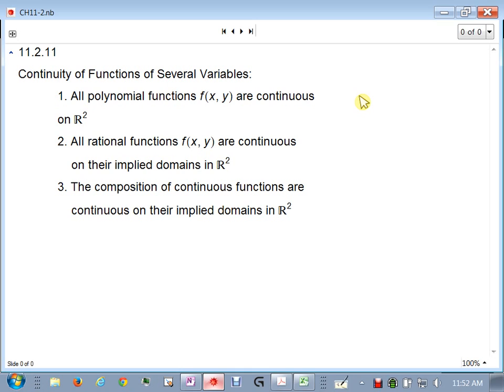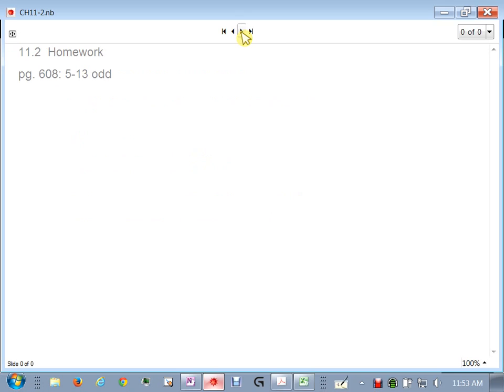All rational functions are continuous on their implied domains. That means that they might have some holes, they might have some asymptotes, but if you look at just the domain of the function, they're nice and smooth and continuous surfaces. And then the composition of two continuous functions is also continuous on their implied domains. We won't use that a lot. It's just a result. We want to put it up here.